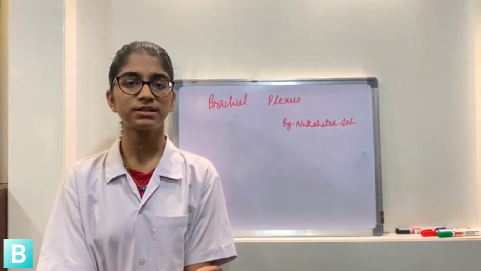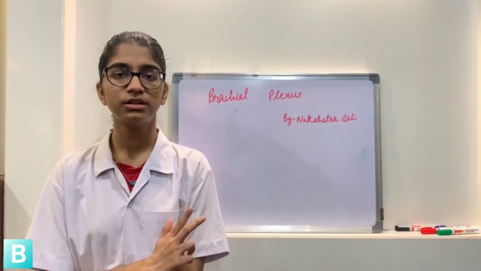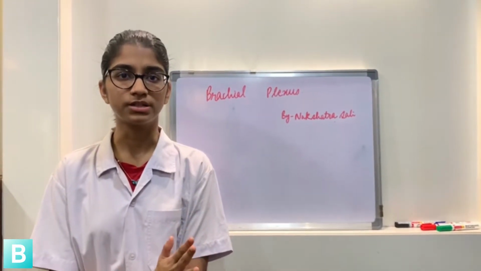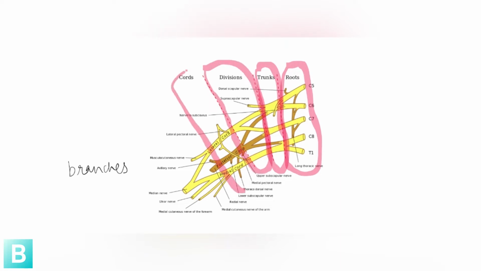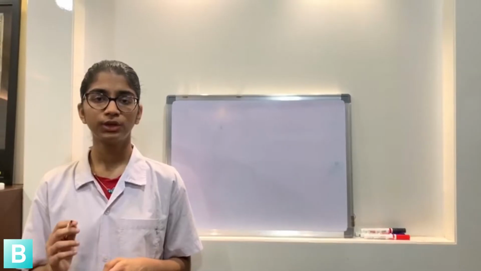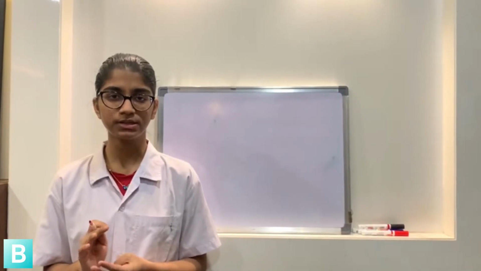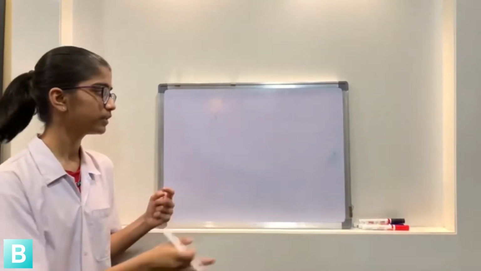The brachial plexus consists of roots, trunks, divisions, cords and branches. Now let us take a look at the arrangement of the brachial plexus. So we have the roots, trunks, divisions, cords and the branches. Now let's take a look at the anatomy of the brachial plexus, starting from the roots.